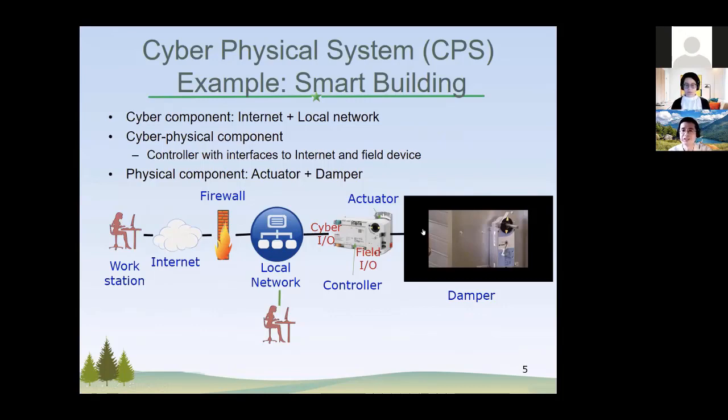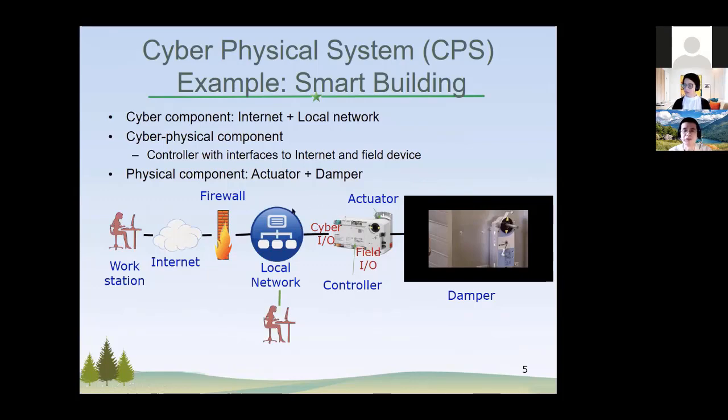But in the case of a cyber physical system, people often use a specialized communication protocol for the local area network. For example, for smart buildings, there are other communication protocols called BACnet and KNX.